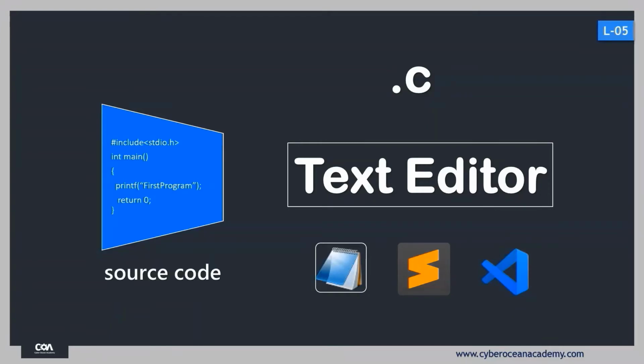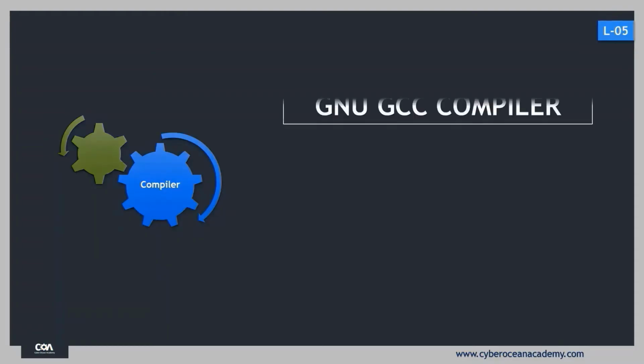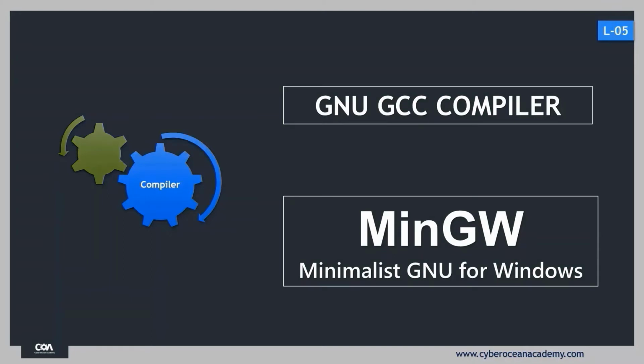Now let's talk about the compiler. A compiler is a predefined program which converts your high level language into a low level language. For our C program, the most frequently used free compiler is GNU GCC. So this is your GCC compiler. For the Windows operating system, to run our C program and install GCC, we have to download MinGW, that is Minimalist GNU for Windows.